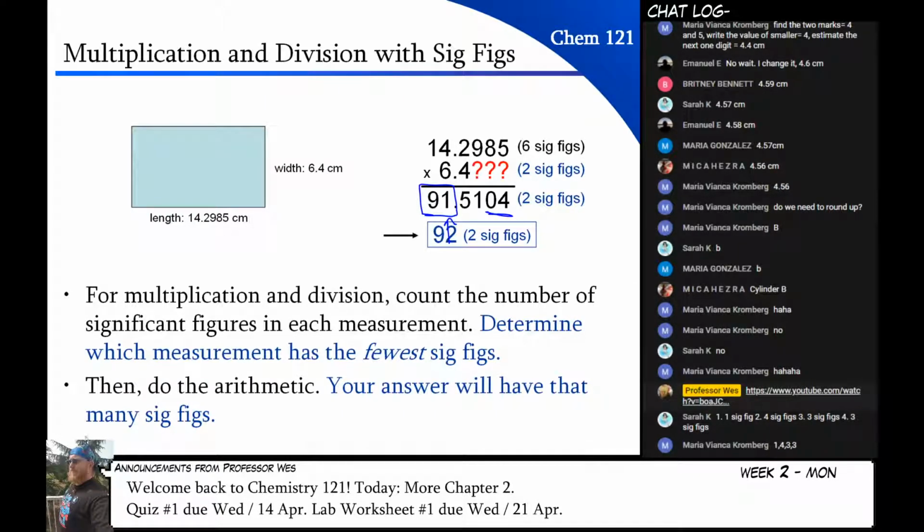Why 92? Because we ended on a 5 or higher, so we'll round up. We're only going to do standard rounding in this class when we do this. So don't do bankers rounding, don't round to even, don't round to odd. Just 5 or higher, round up, 4 or lower, round down. So the number I would report here is 92.